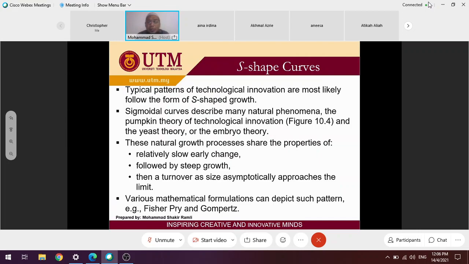Among the characteristics or properties of this S-shaped curve, it starts relatively slow. At the beginning, normally it's slow, and then followed by a steep growth. Next, it turns over as size asymptotically approaches the limit. Also, we can see this in what's happening in the COVID-19 spread, the coronavirus spread in Malaysia. It also follows an S curve. I show you with this.